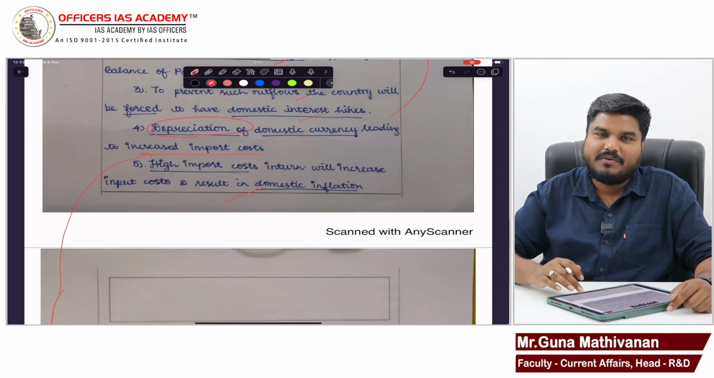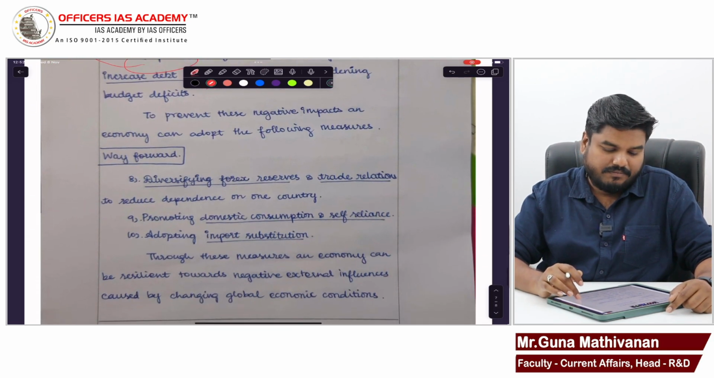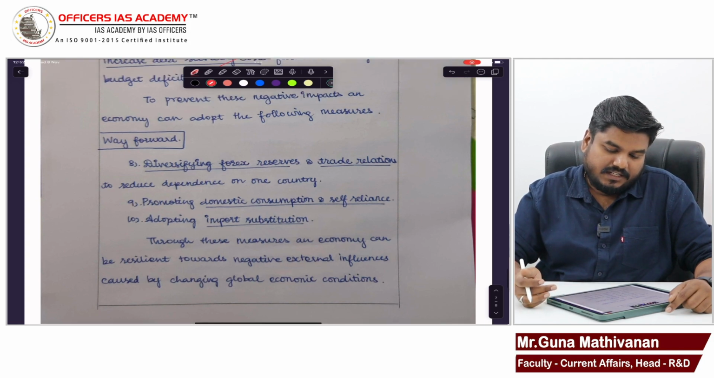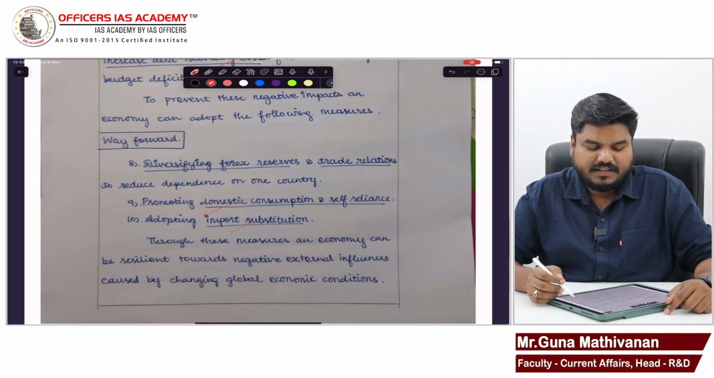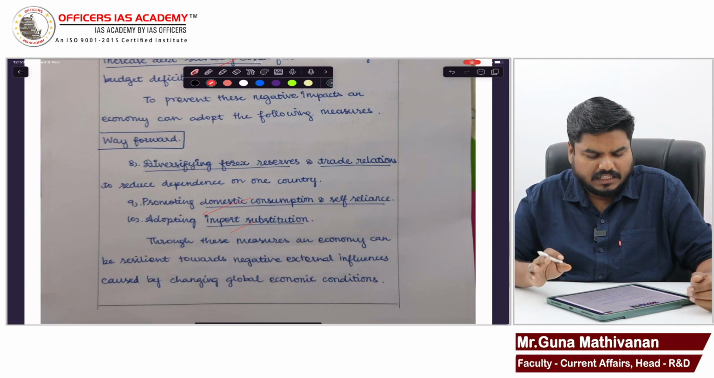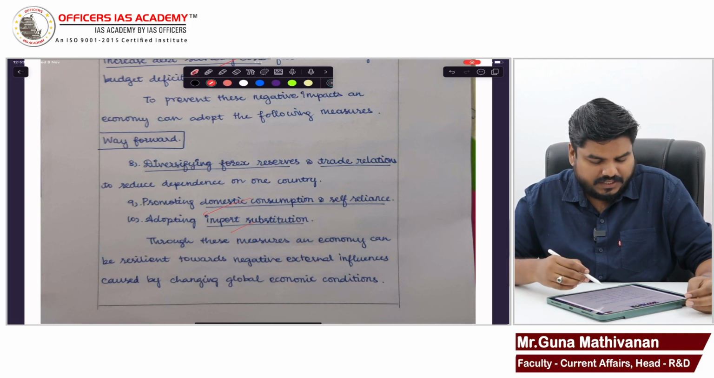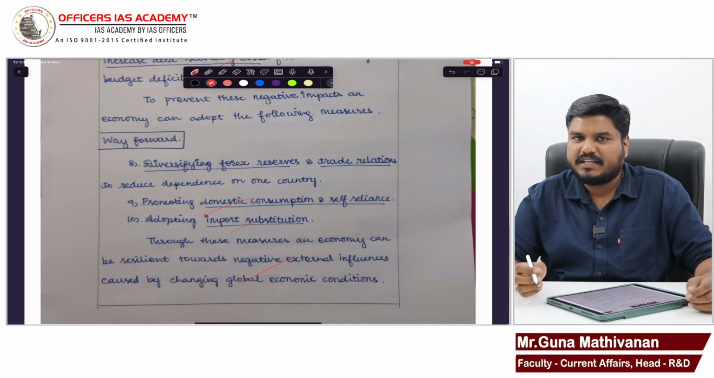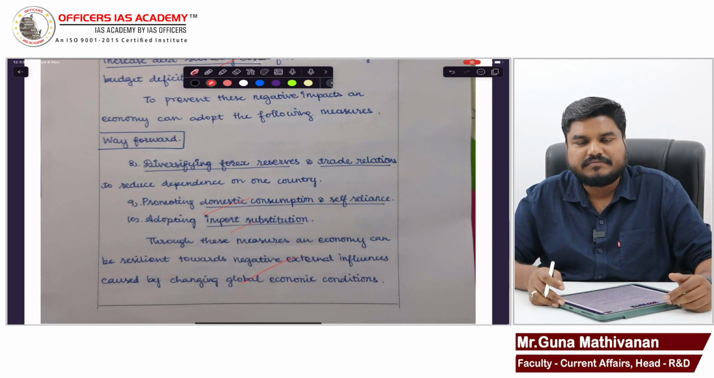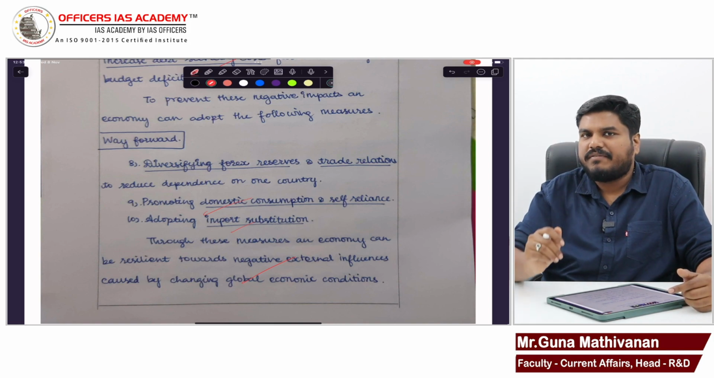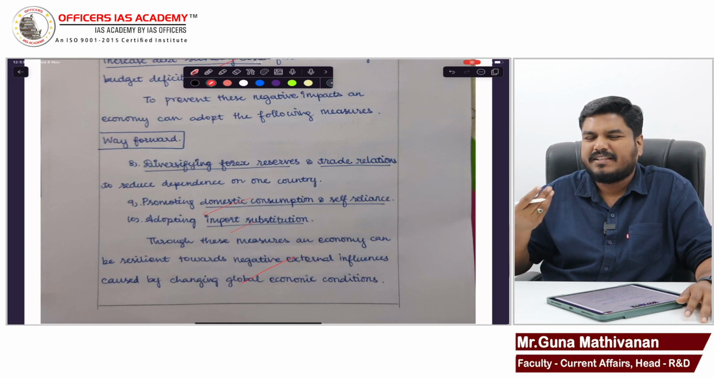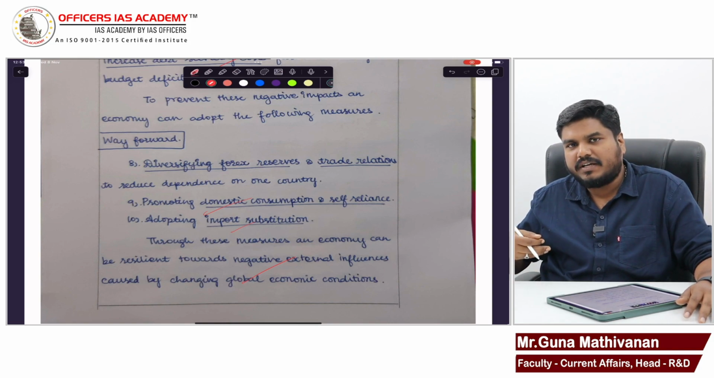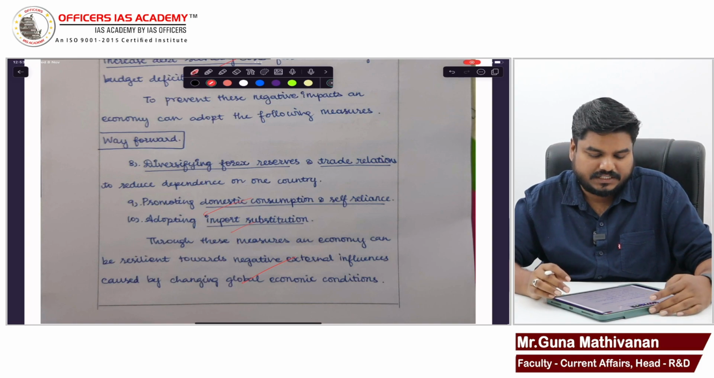So when you read, when there is a coherence, you will be getting good marks, right? So promoting domestic consumption, adopting import substitution. See, don't say import substitution. You can say Atmanirbhar. Atmanirbhar would be better, right? Through these measures, the economy can be resilient towards negative external influences. That is fine. Flow is what is more important. Everyone, Kavya as well as Om Sneha, you have given the right points. Slightly explain it further. Try to have a coherence. Then your answer will look more correct.